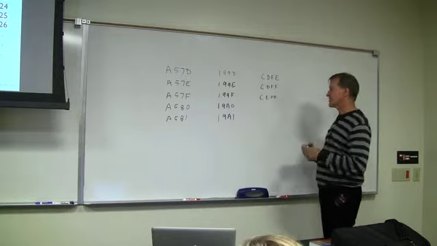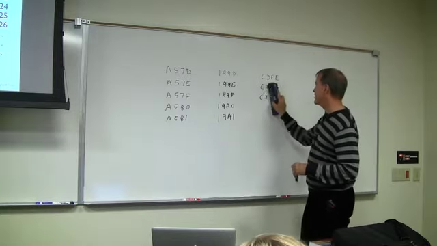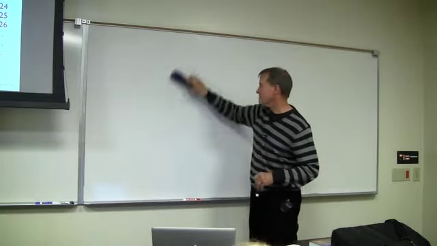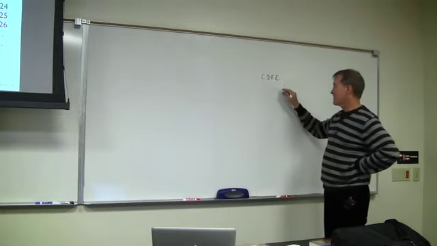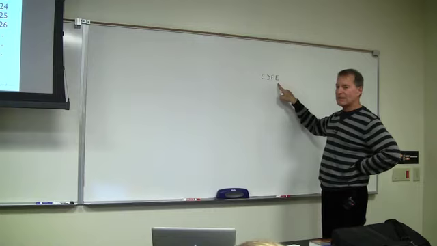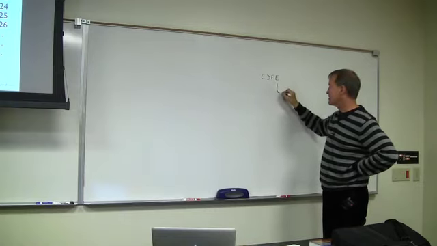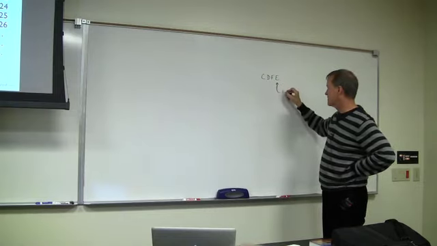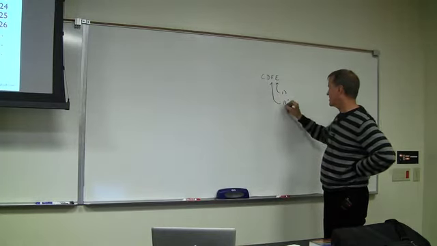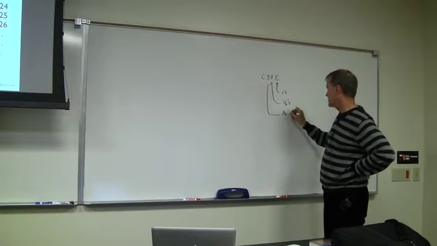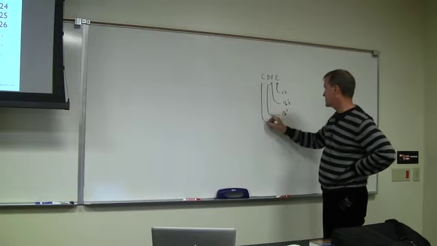How large, actually? Let's figure out how large C, D, F, E is. Now with base 16, which place is this? This is the ones. And what is this? This is the 16s. And what is this? 16 squared. And what is this? 16 cubed.